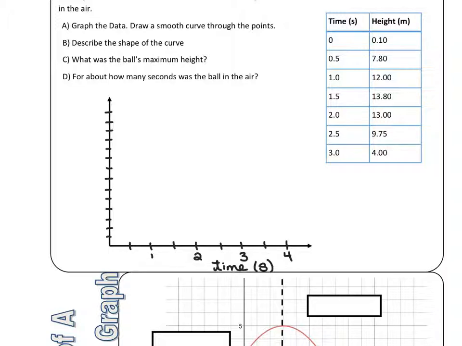So at 0, it's at 0.1. I'm just going to use a different color to put the points on. So it's down at the bottom here. At half a second, it's at 7.8. 3, 4, 5, 6, 7. So it's close to this 8. That's 8, 10, 12, 14. At 1 second, it's a 12.